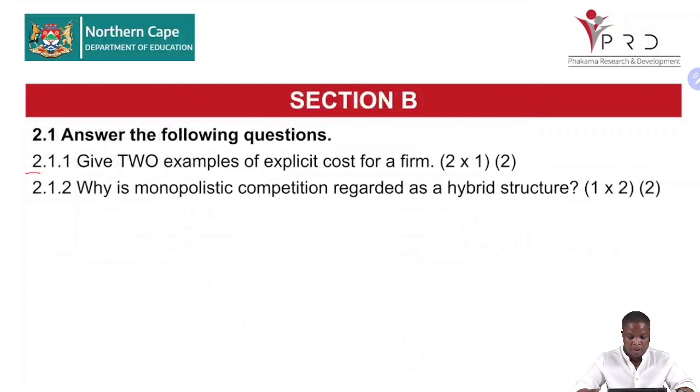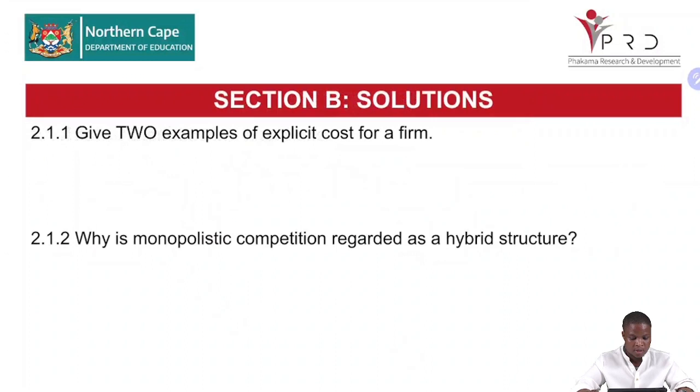Right, grade 12, your time is up. Let's look at the responses that you have. Examples of explicit costs are rent, interest rate, and wages. Those costs are directly involved with the production. Any other relevant one that you have, you may check in with your teacher if it is an actual cost of a business.